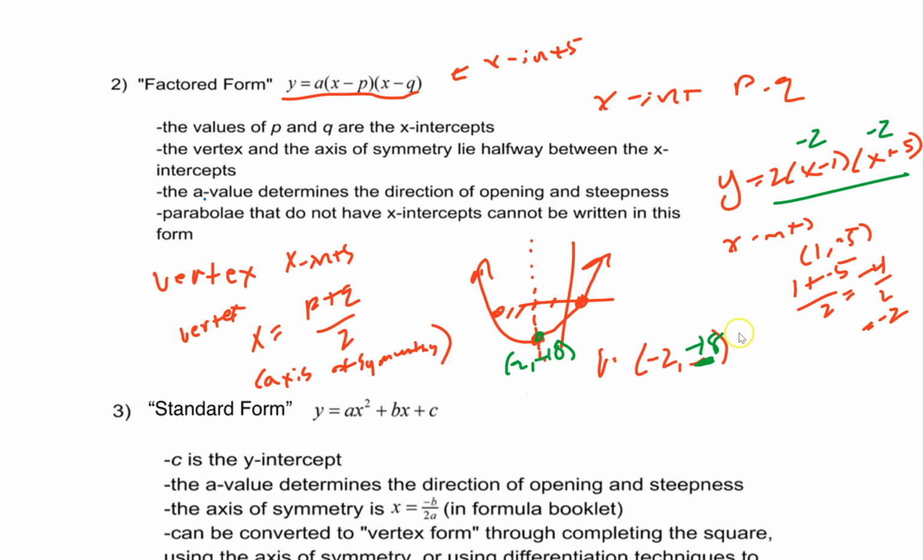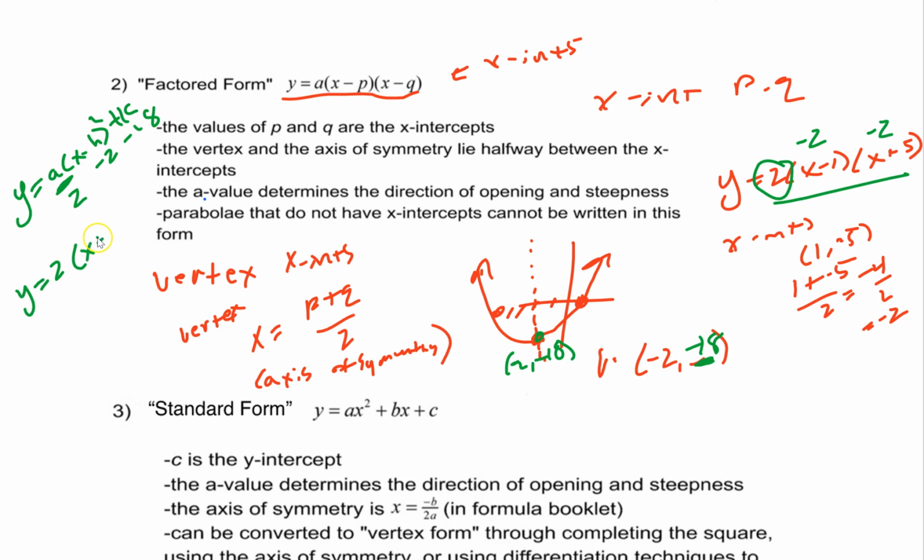And now, by the way, you could easily put that in vertex form, right? Vertex form was this. To put in vertex form, all you ever need is a vertex, and you have it now. This is negative 2. This is negative 18. You're like, oh, I don't have my A. It's the exact same A as this A. 2. So you have everything you need.